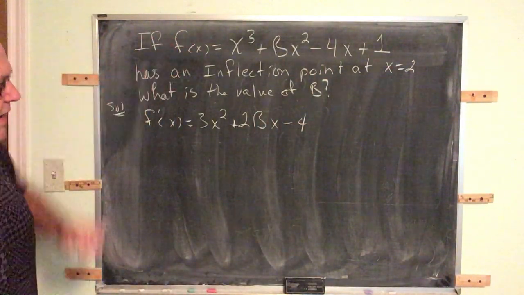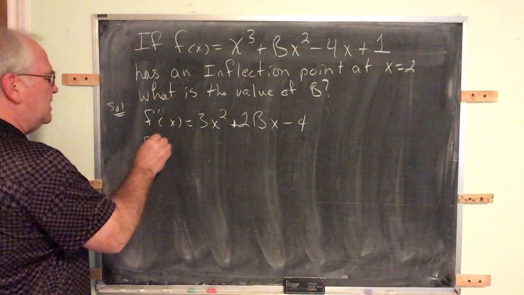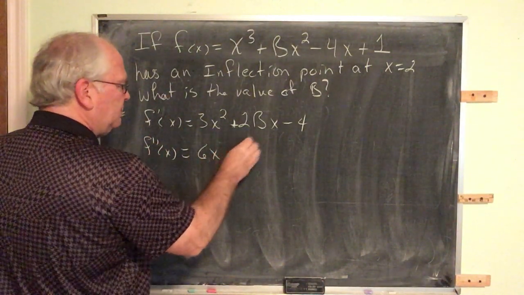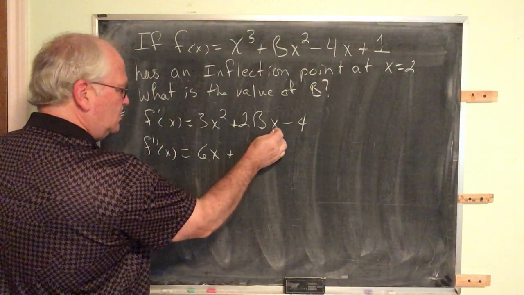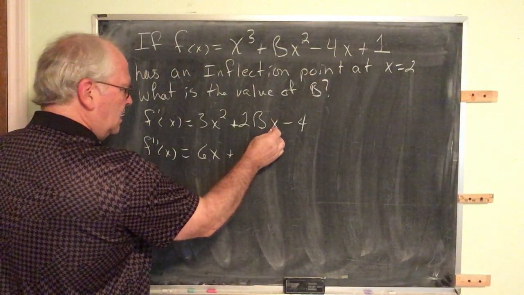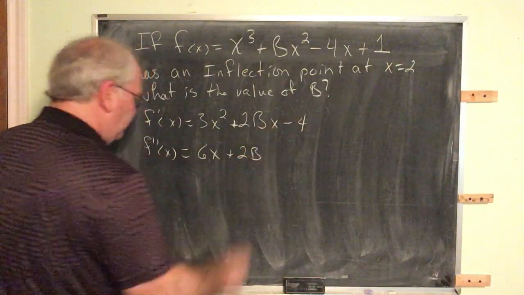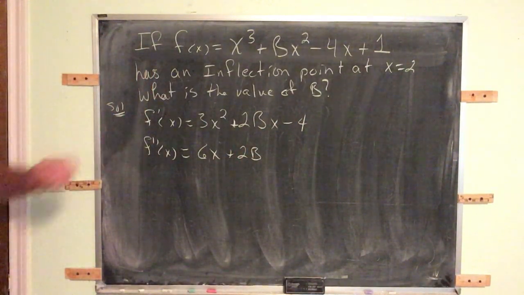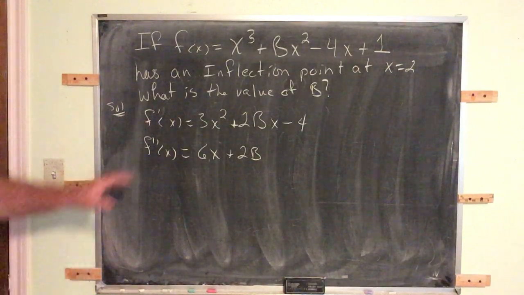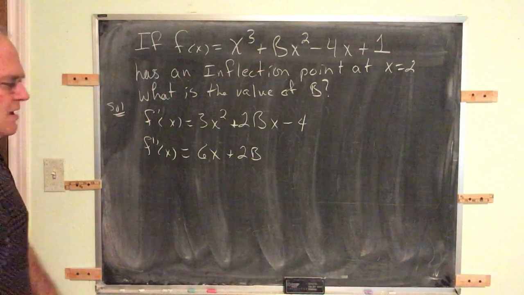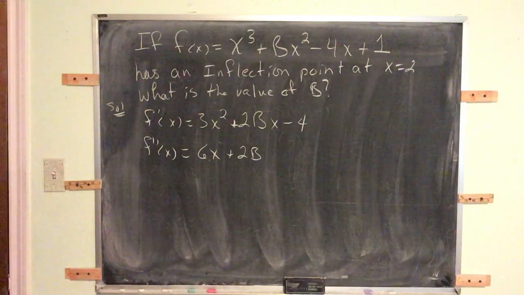However, we're interested in inflection points, so we need the second. 6x to the first plus the derivative of a linear term, as you lay aside the variable, and the derivative of a constant is 0. So this is the second derivative. And we know that if we evaluate this at x equals 2, that needs to equal 0 to have our inflection point present. All right?